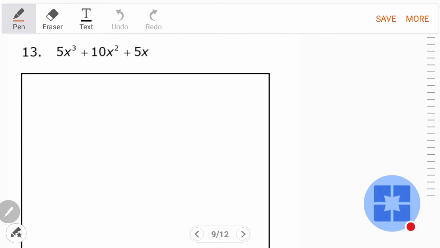Let's take a look at 13. Again, we're going to start looking for a GCF first. Smallest term up there is 5 and x. So there's your GCF. It's 5x. Goes outside. Divide everything by 5x.